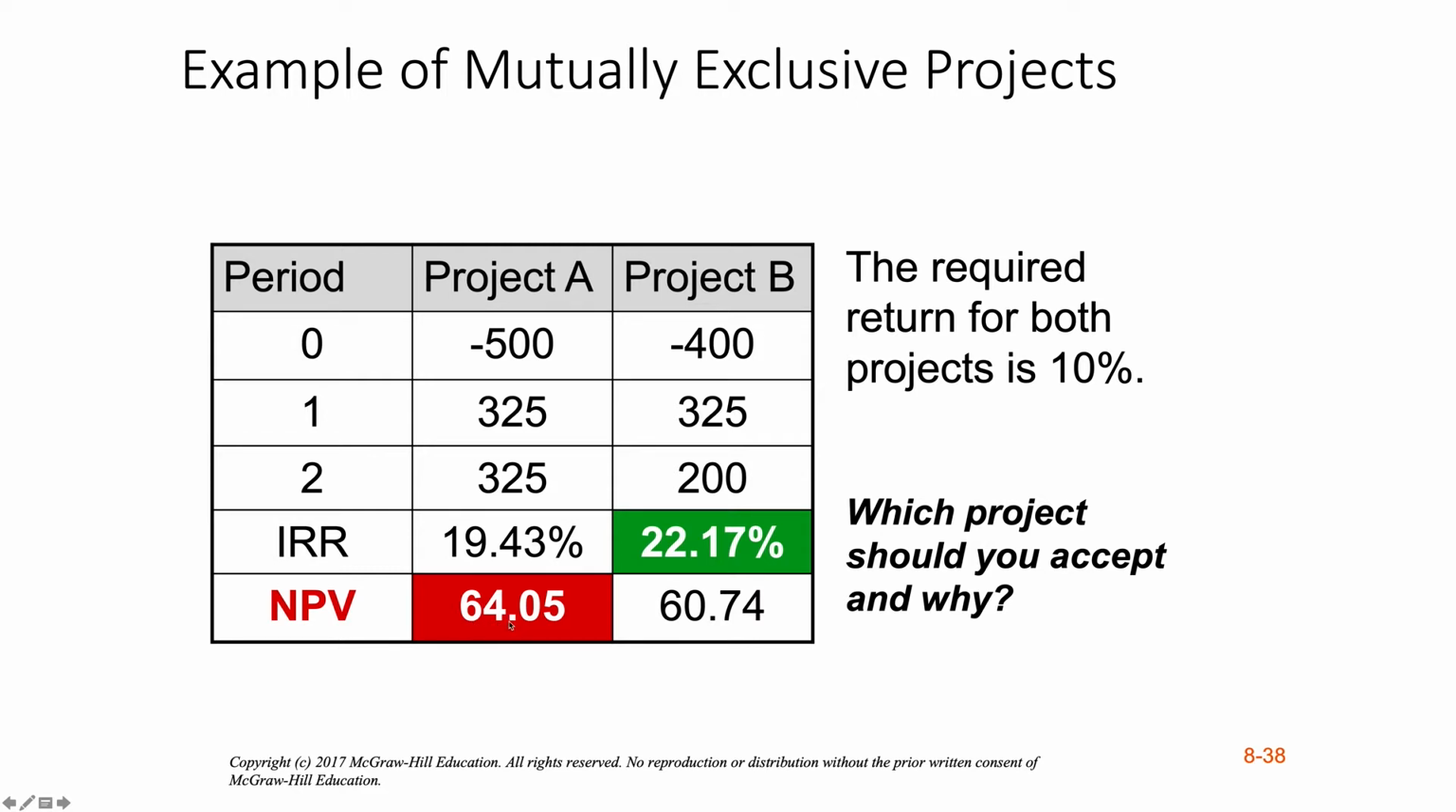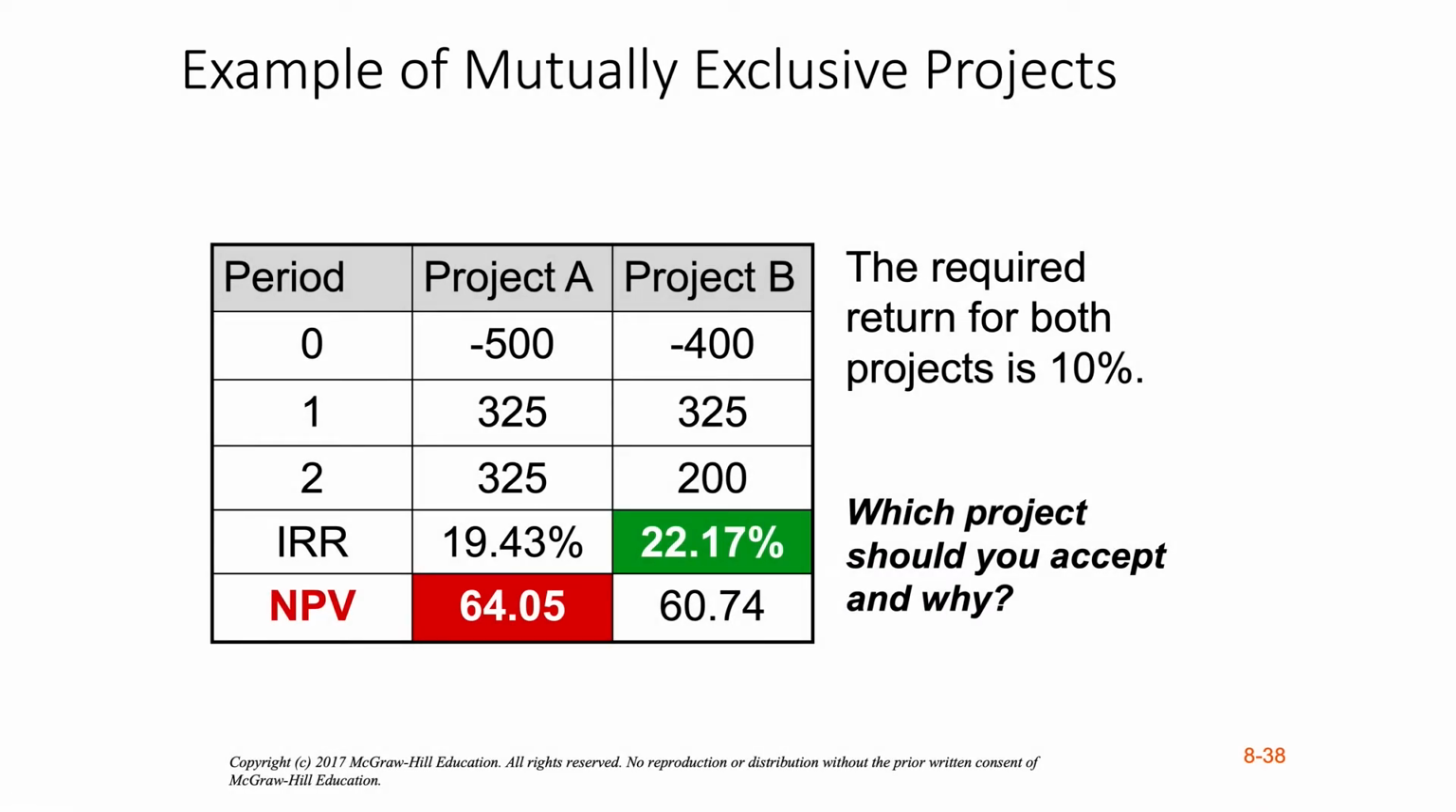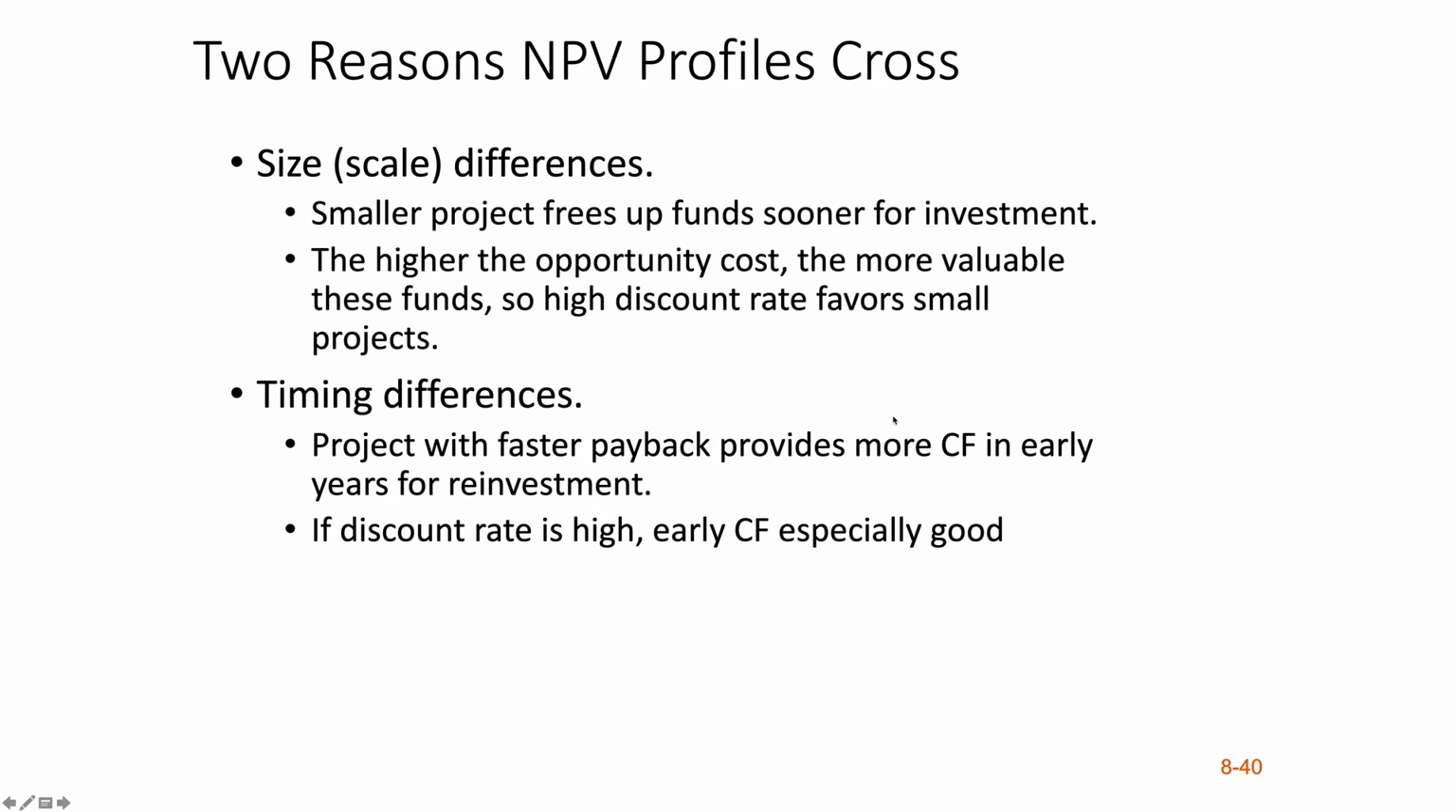Which project should you accept? In this case, IRR will prefer Project B. NPV will prefer Project A. The rule of thumb is always go with net present value. The next slide shows you how, because of the size of the cash flow and the timing of the cash flow. So if there is any conflict between these two, always use NPV.